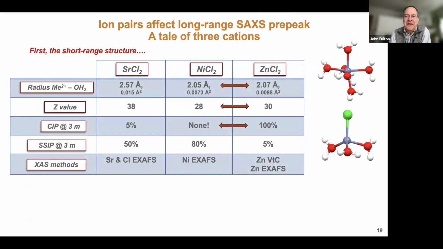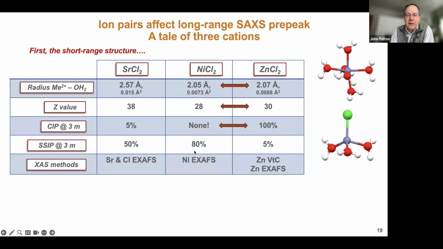Another quite interesting system is the system of nickel chloride and zinc chloride in water. Interestingly, the ion-water distances between these two are almost identical. Their ionic radii are similar. Their Z values are about the same. So if we're looking at the contributions from the various partials of the metal, the chloride, and the water, they have about the same scattering values.